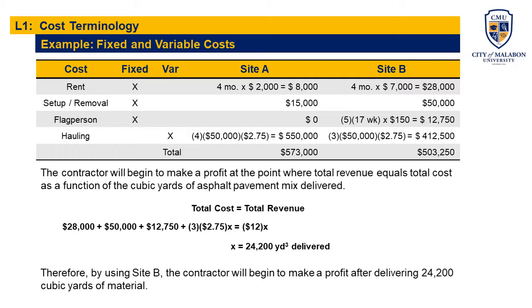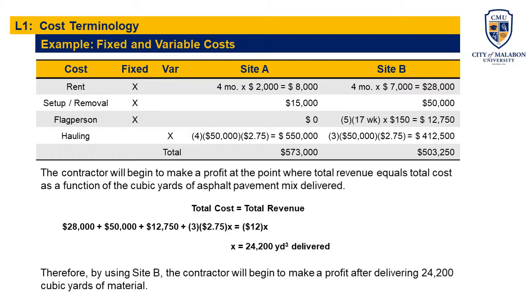So for these two cost factors, it is very obvious that site B has a larger fixed cost compared to site A. But let's take note that the extra fixed cost on site B is being traded off to reduce the variable cost of the site.